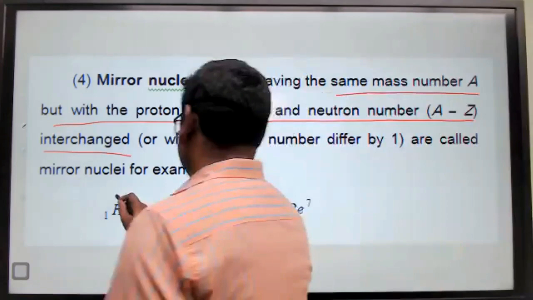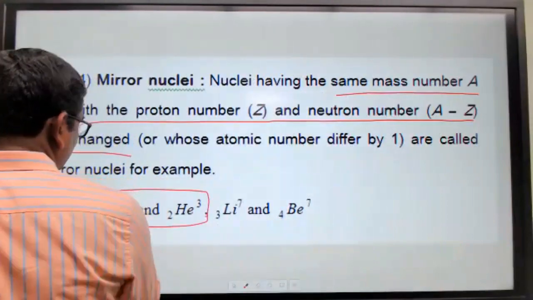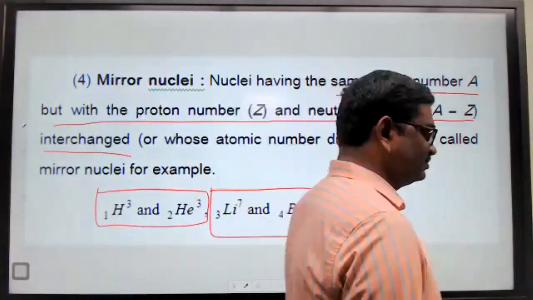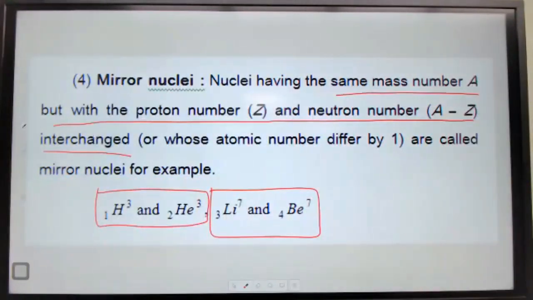So examples are 1H3 and 2He3. Next one, 3Li7 and 4Be7.